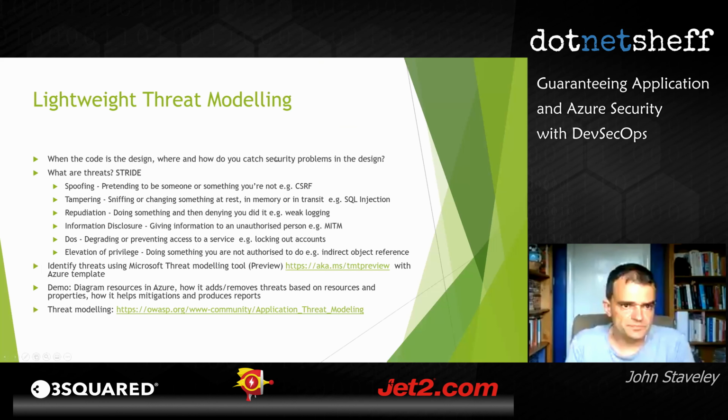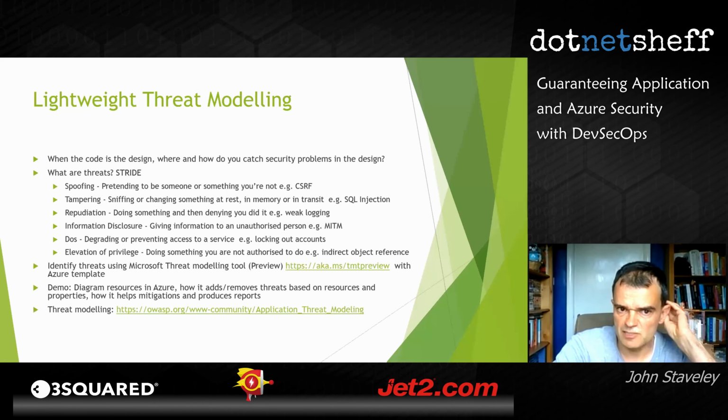So lightweight threat modeling is a very powerful method you can use to detect vulnerabilities before you've even touched a keyboard. So in Agile, when the code is the design, where and how do you catch security problems in the design? This is where lightweight threat modeling can really help. What are the threats? We can understand threats by the STRIDE acronym.